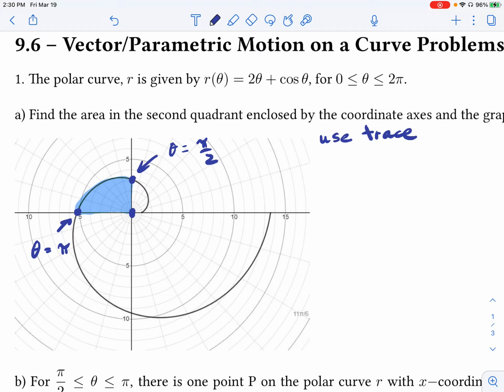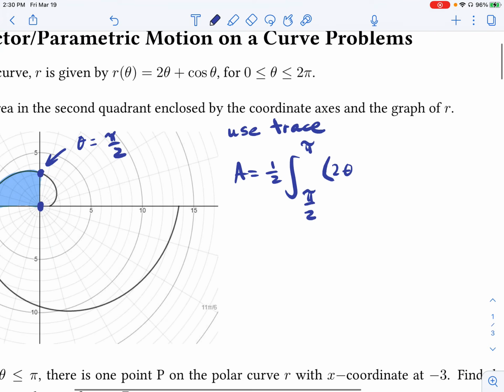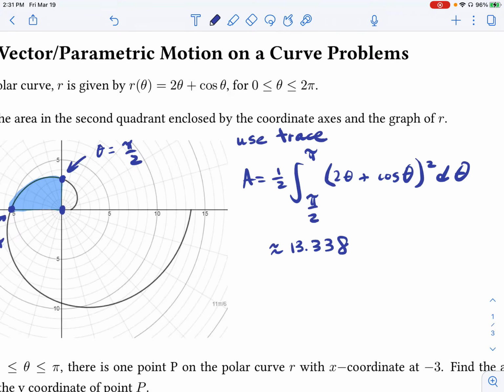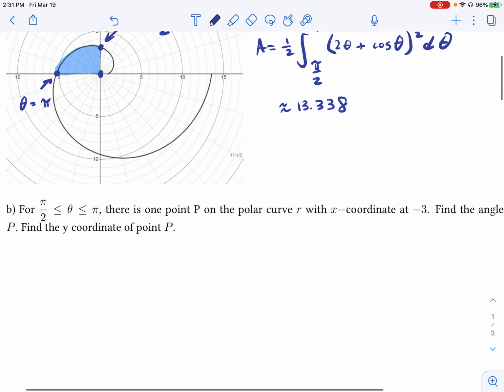Now that we know those bounds, that allows us to find the area of this region pretty easily. We can say that the area is 1/2 the integral from pi over 2 to pi of our polar function, 2 theta plus cosine of theta, that entire function squared, d theta. I went ahead and set up my area integral there, and we get approximately 13.338 as our area. Okay, now let's move on to part B.